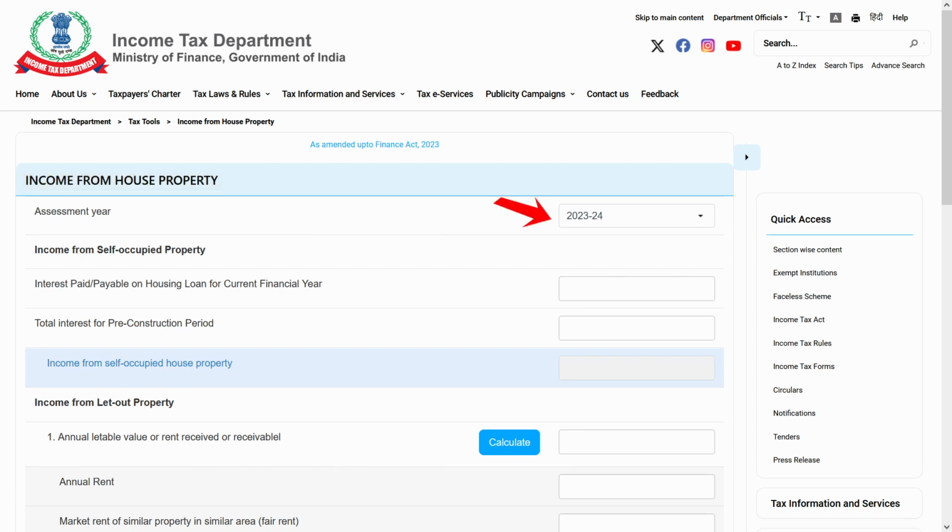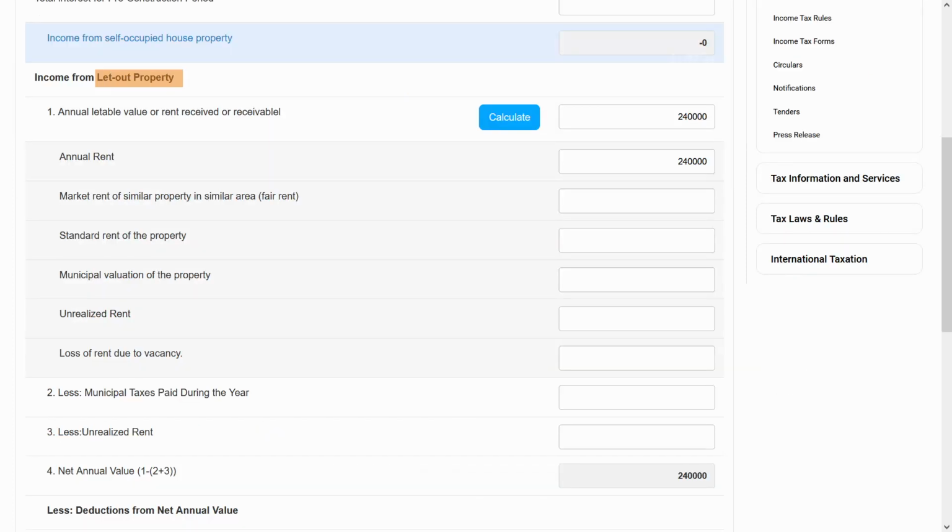Select assessment year. In case of self-occupied property, you don't have to do much about it because whatever interest that you pay on your housing loan would be your loss, and if you have any pre-construction period related interest, you have to add it. But in case of let out property, you have to compute this rental income. Click calculate. Let's say your monthly rental income is 20k. So for the year it is 2.4 lakh.